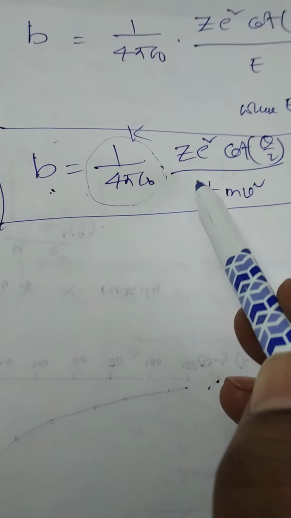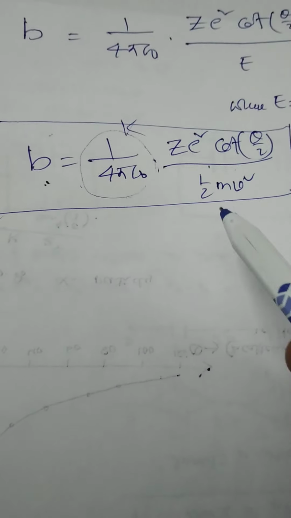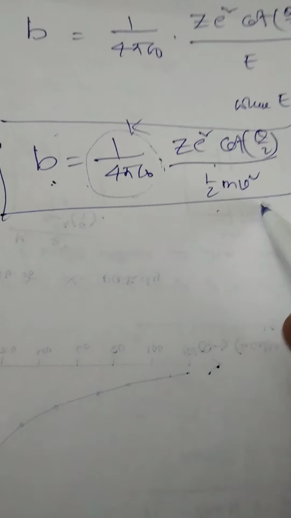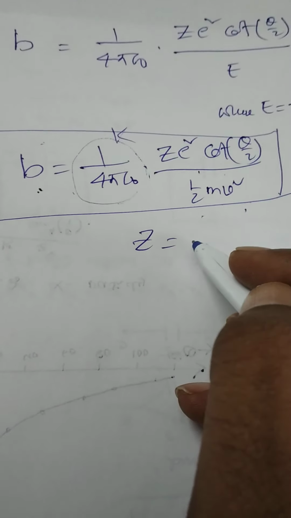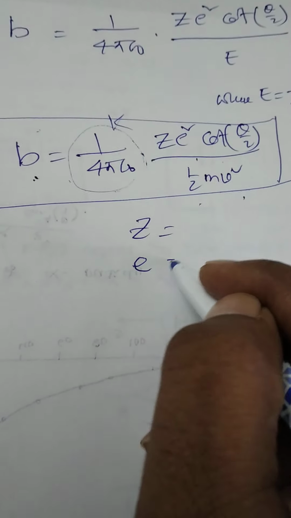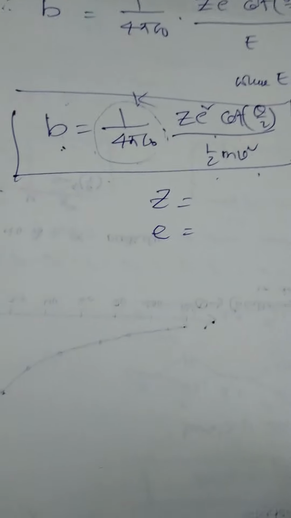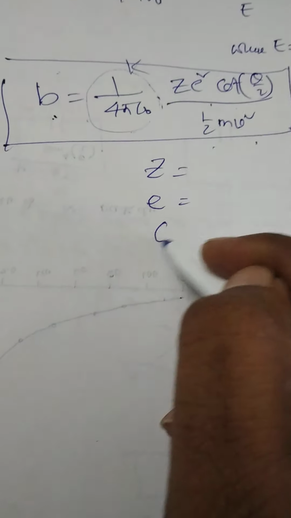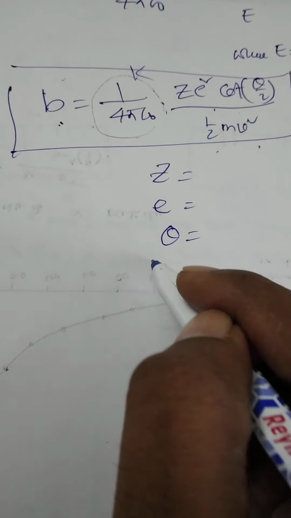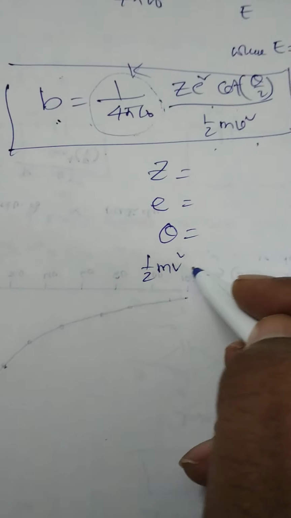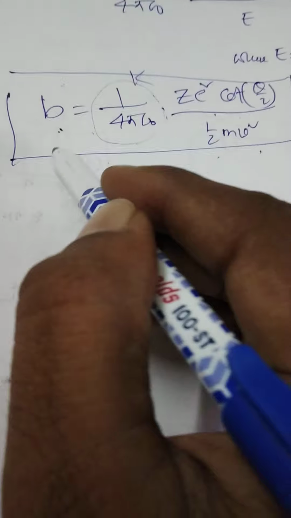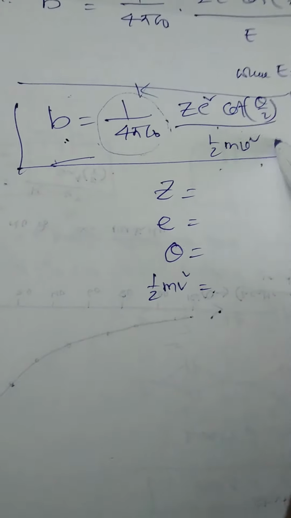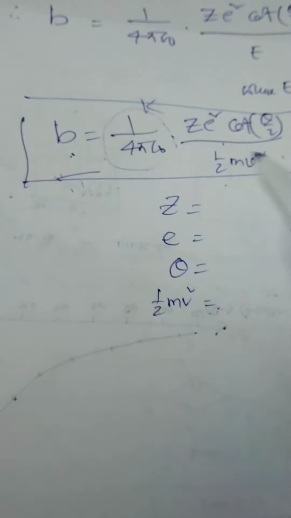So b is equal to k into Ze square into cot theta by 2 by half mv square. Here Z is the atomic number of the target nucleus, small e is the magnitude of the charge on the electron, theta is the angle of scattering, and half mv square is the kinetic energy of the alpha particle at infinite distance. So this is the relation between scattering angle and impact parameter.